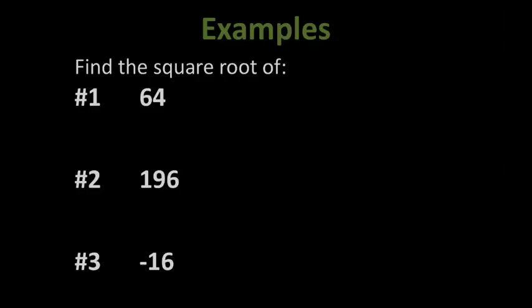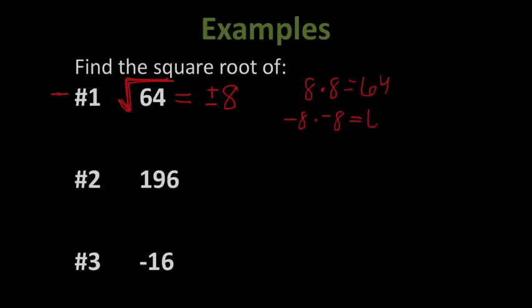All right, let's take a look at some examples. Find the square root of, number 1 is 64. So we're going to go ahead and draw a radical sign over the 64 because that tells us we're going to find the square root. So what times itself equals 64? Look at your multiplication chart if you need to. But it's 8, but it could be a positive 8 or a negative 8. 8 times 8 equals 64, and negative 8 times negative 8 equals 64. They both work.